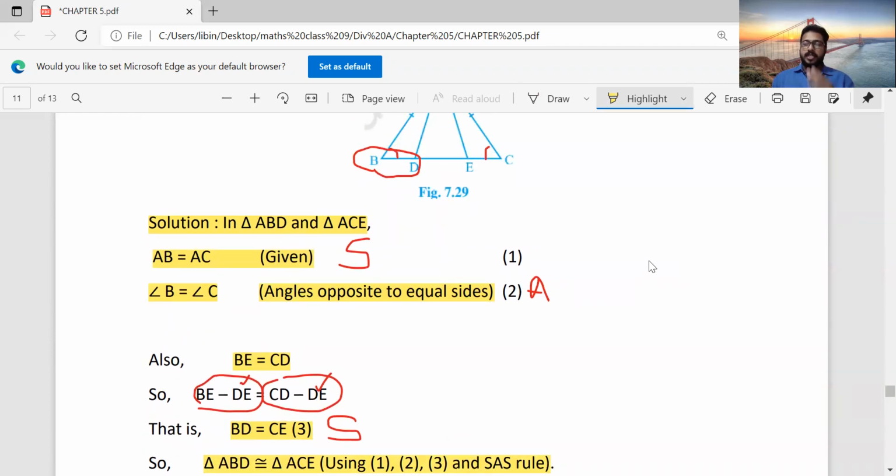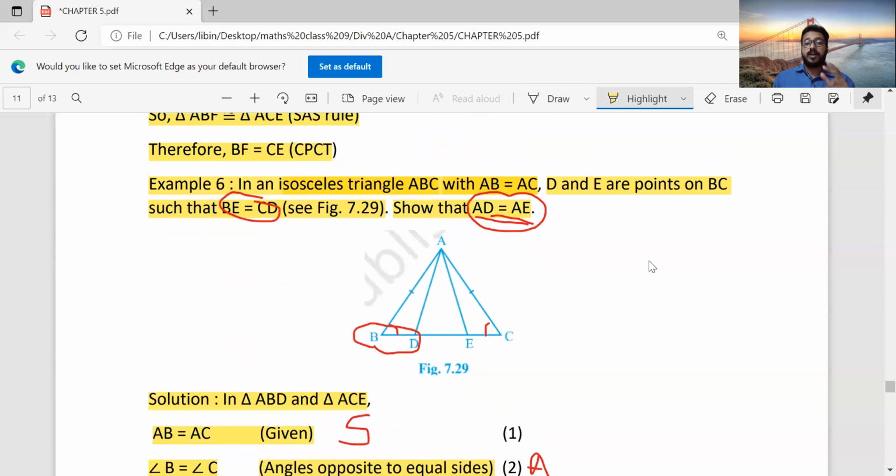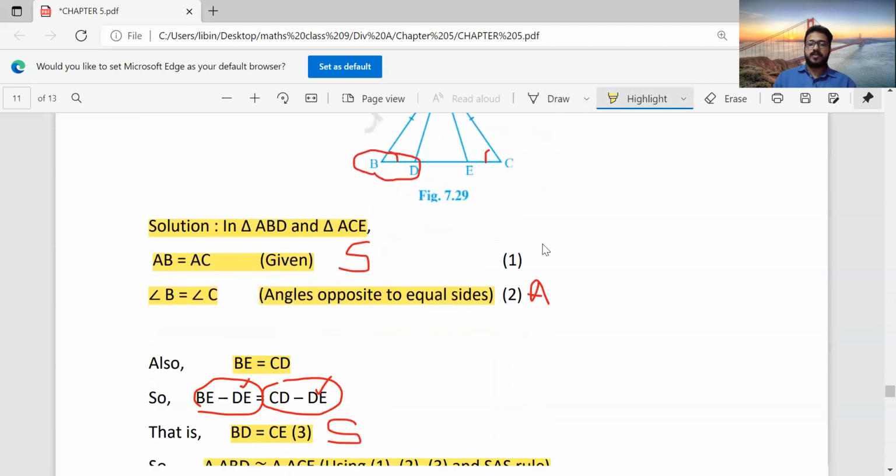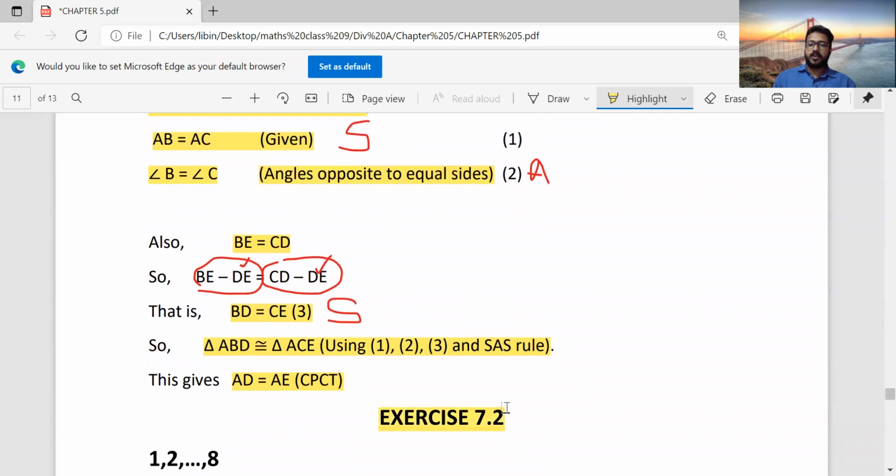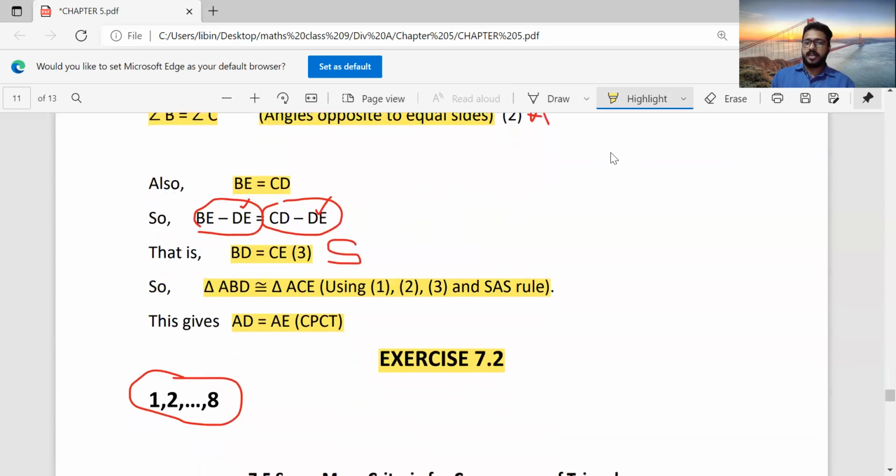So we have used the property of the isosceles triangle to prove some examples as well as two theorems we have seen in this section, and these two theorems are very easy, so learn them very well. Some easy examples are also done. And now you have exercise 7.2 as homework. Only 8 questions are given to you, so do these exercises applying the properties of isosceles triangle. You can easily solve these problems.